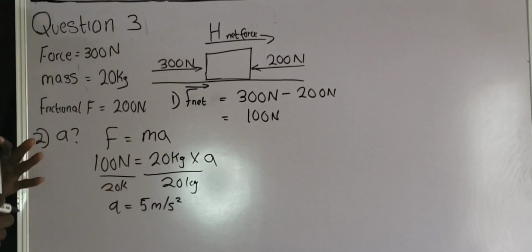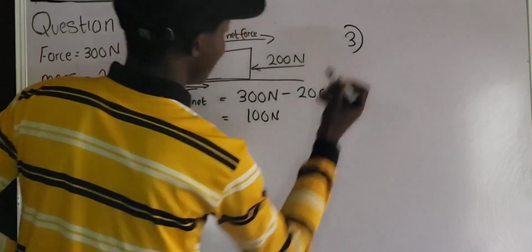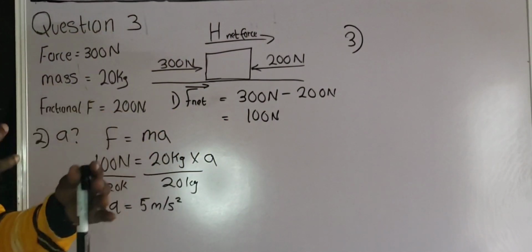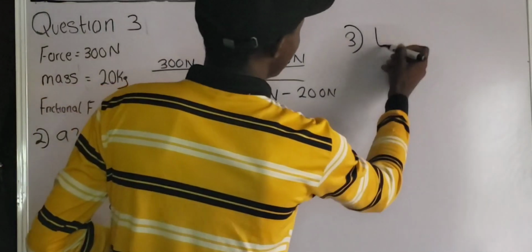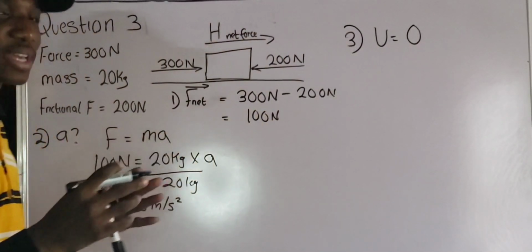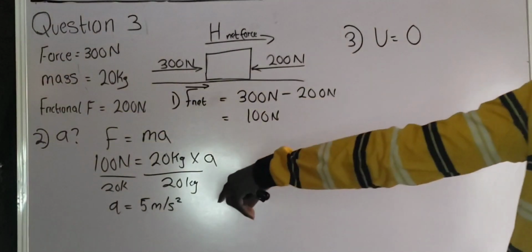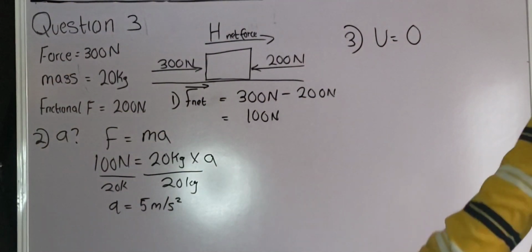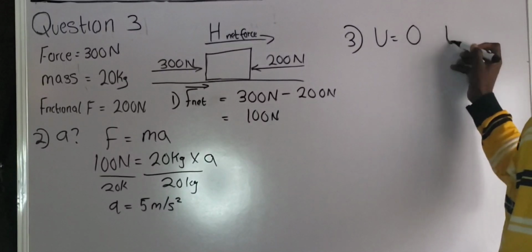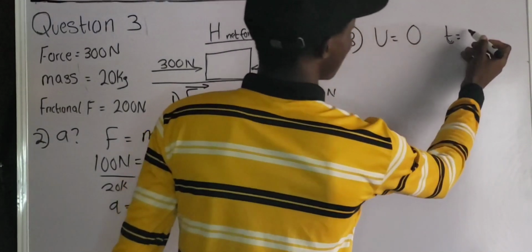Let me put it as question number 3. Starting from rest means that the initial velocity of the box is 0. So U is 0. Now, how far will the box travel? That means what is the distance that the box will cover if it continues to accelerate at 5 meters per second squared? That is the question. We are given that the time t is 12 seconds.